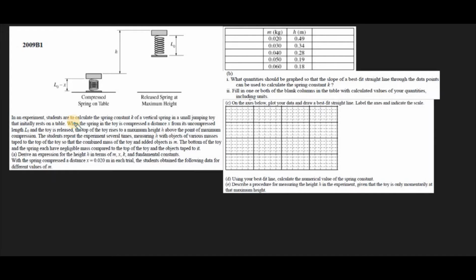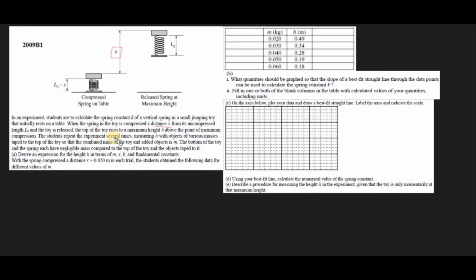In an experiment, students are to calculate the spring constant k of a vertical spring in a small jumping toy that initially rests on a table. When the spring in the toy is compressed a distance x, here it is shown that its free length is L0 and it is compressed by a distance x, and the toy is released. The top of the toy rises to a height h above the point of maximum compression. So here the height is given, that is how much height it has been raised.